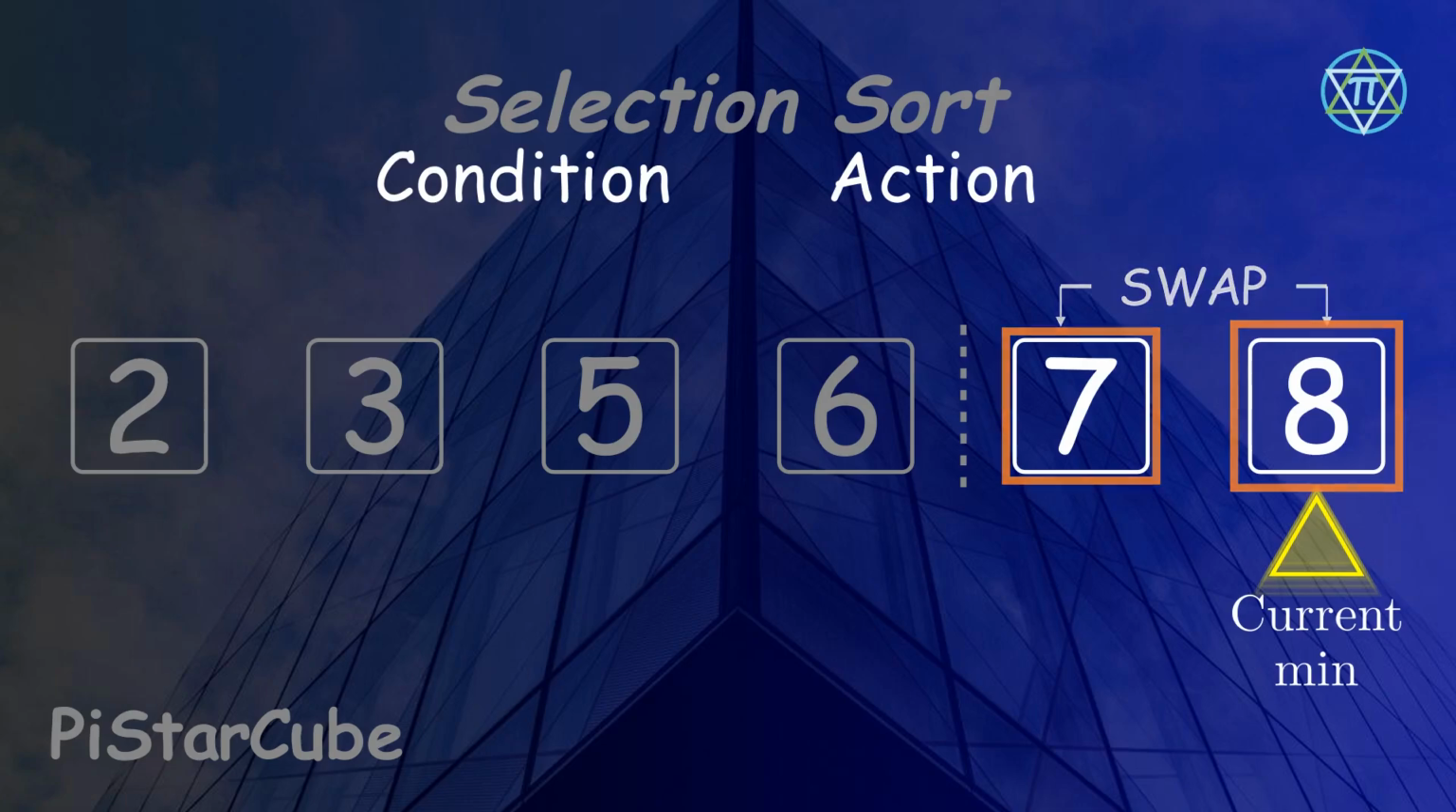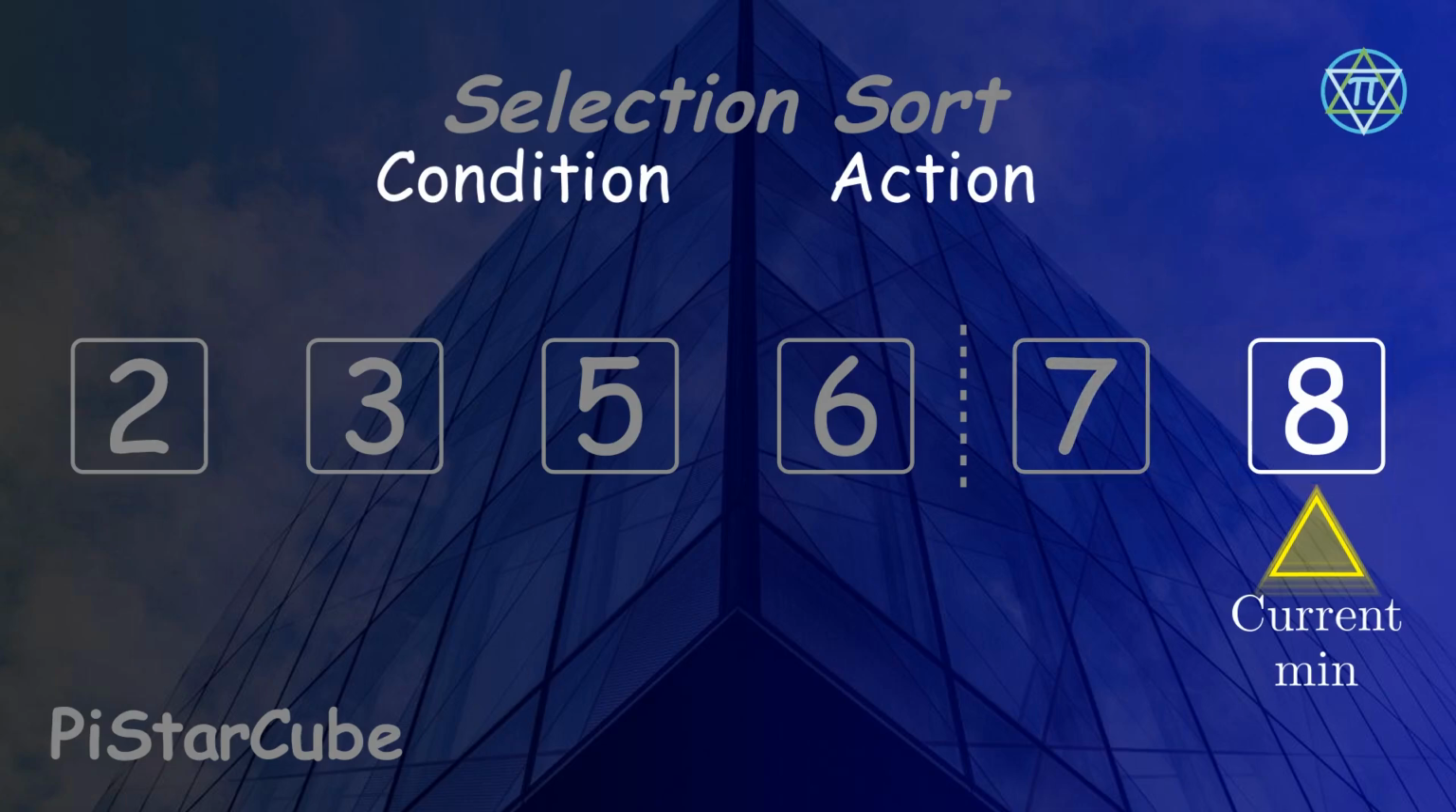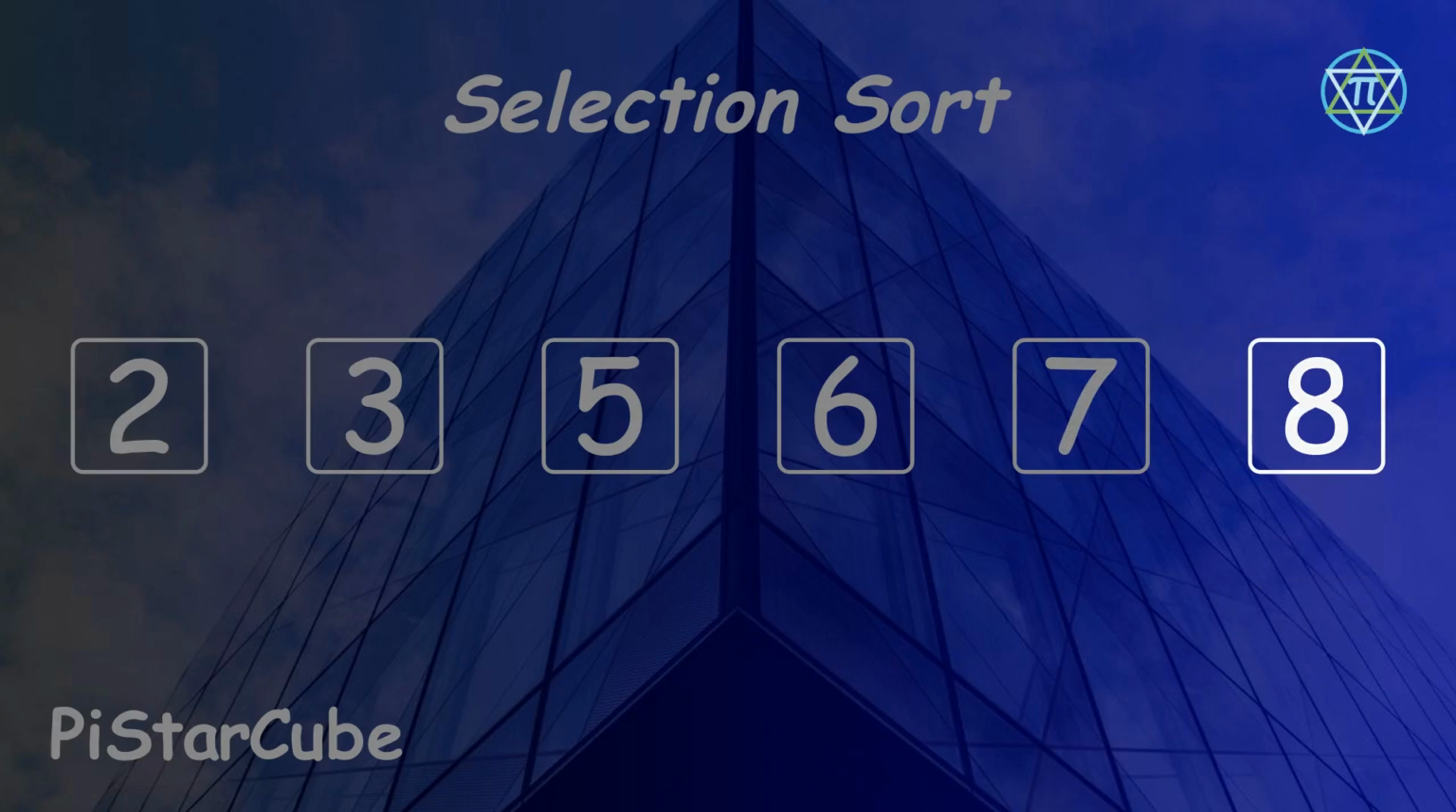So we are on to our final swap, that is 7 and 8. After this, we finally have the sorted array. Now let's look at how we can bring this logic to life with code.